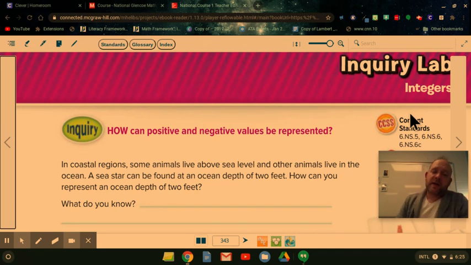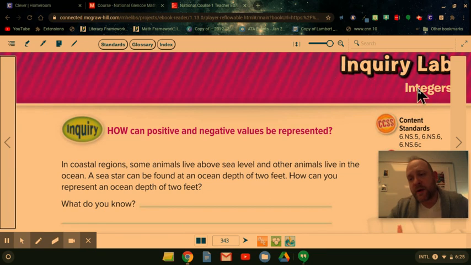Once you click on that, you should see a page that has this icon at the top. If you click on that guy, you will get a list of all the chapters and lessons in the book. This is chapter 5, Inquiry Lab. So if you click on chapter 5 and then look down, it's about the 4th or 5th button. There's one that says Inquiry Lab.